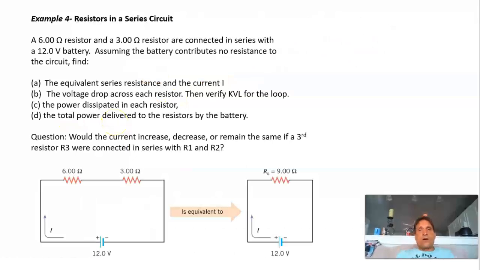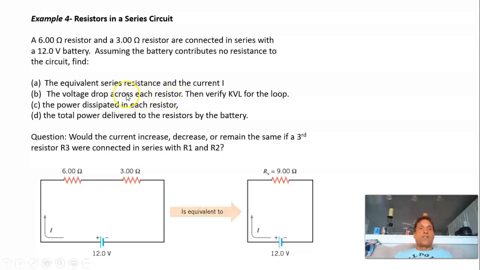So let's do an example here. Suppose you have a 6 ohm resistor and a 3 ohm resistor, and they're connected in series with a 12 volt battery. See that they're in series, connected one after the other, in a single loop. That's a series circuit. You should know the difference between series and parallel when you're done.